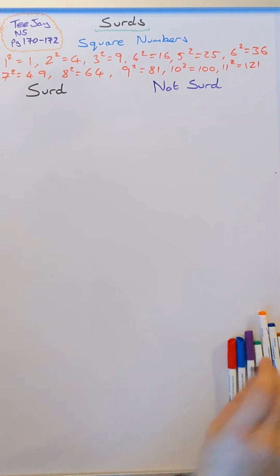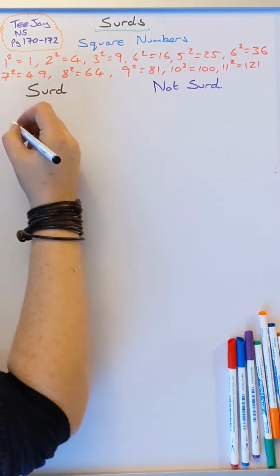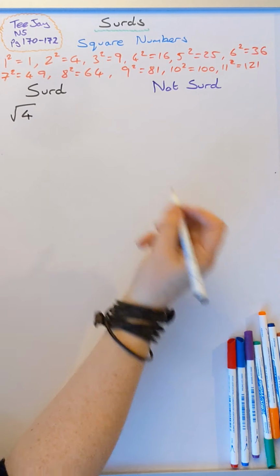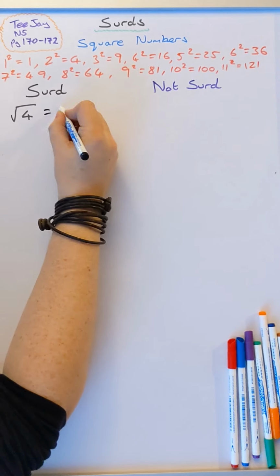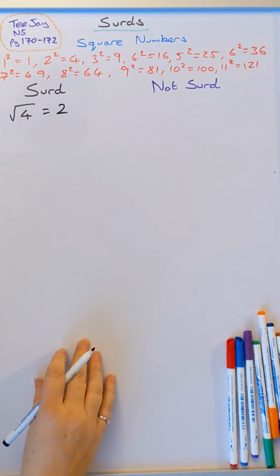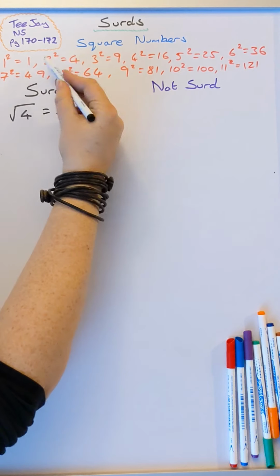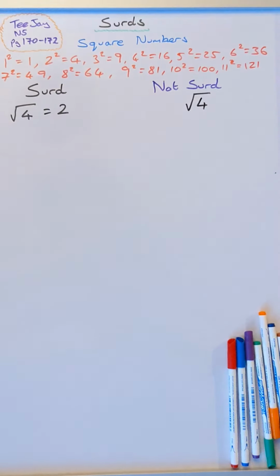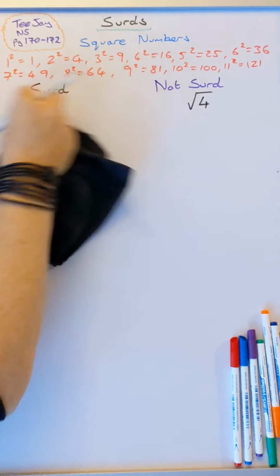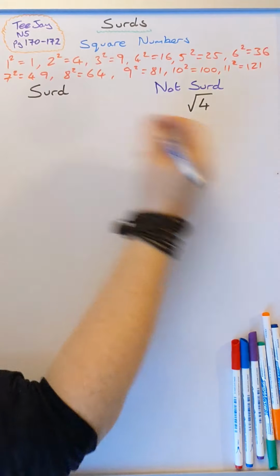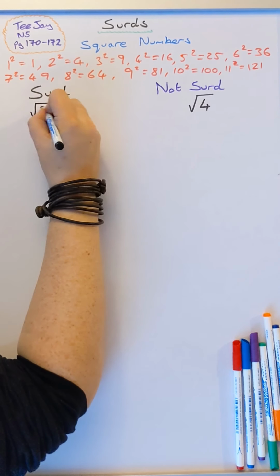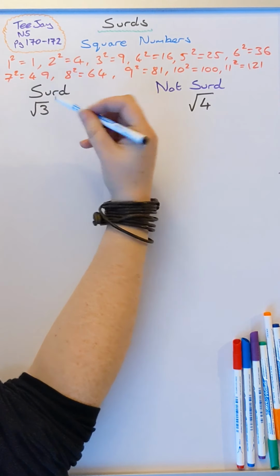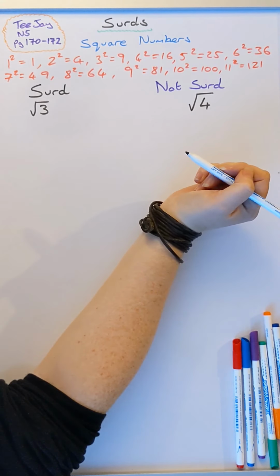So if we have, for example, square root of 4, we know that the square root of 4 is 2, because 2 squared is 4. So that is not a surd. The square root of 3 is not one of our square numbers, so it is a surd.